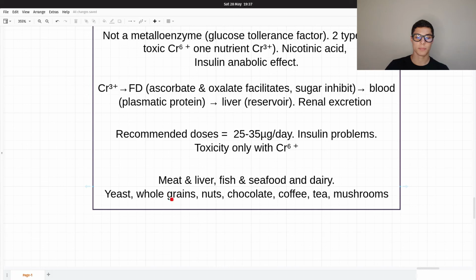We can find chromium in meat, liver, fish and seafood and dairy, in yeasts, whole grains, nuts, chocolate, coffee, tea, and mushrooms. Okay, and that's it for the minerals description, and that's it as well for the nutrient description series of videos.